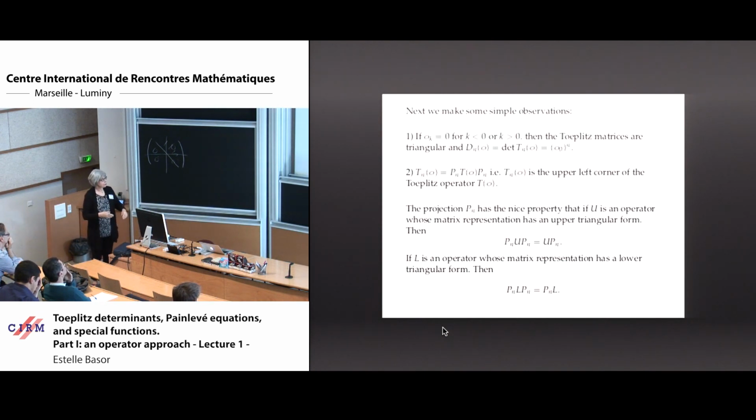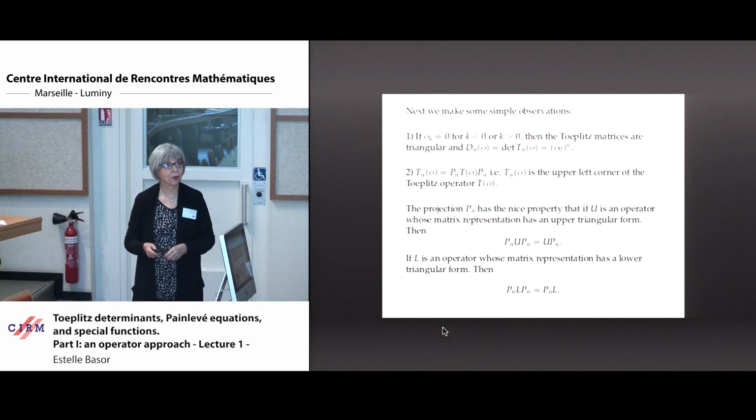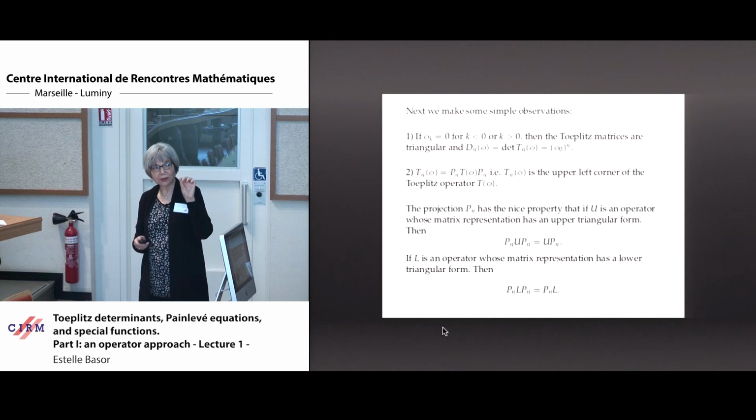And if you have a lower triangular form, something over here, and you cut it off this way, it's the same as cutting it off both ways. So that fact is what allows you to have an absolutely simple proof of the Szegő-Widom theorem. So you only need one of the P_n's in this case.